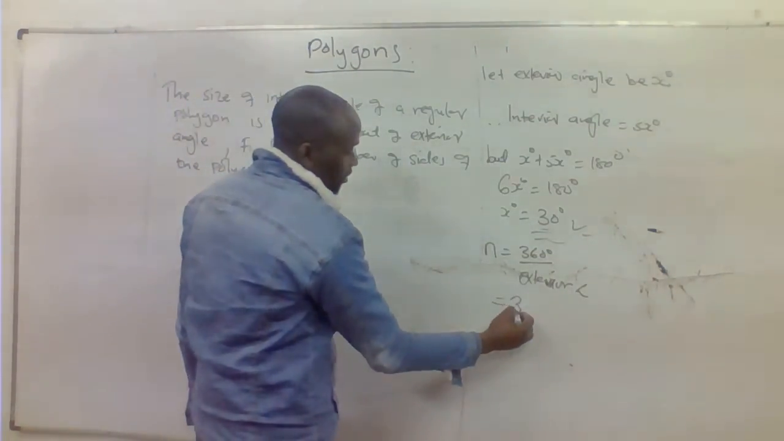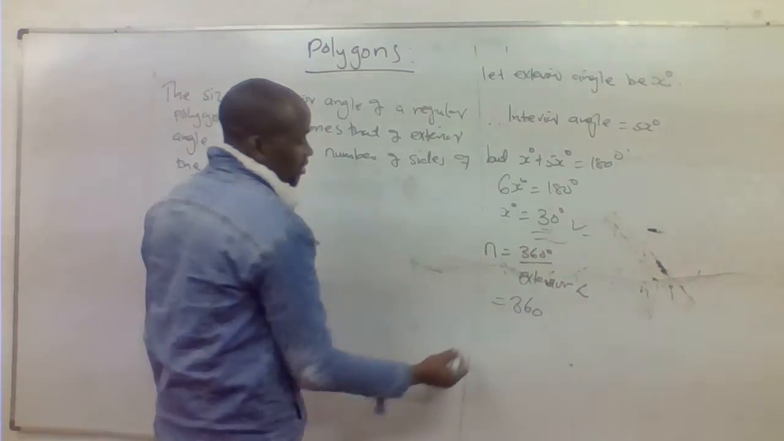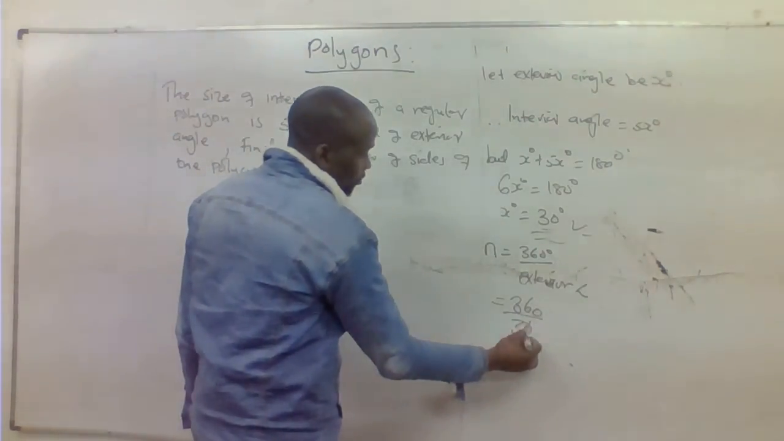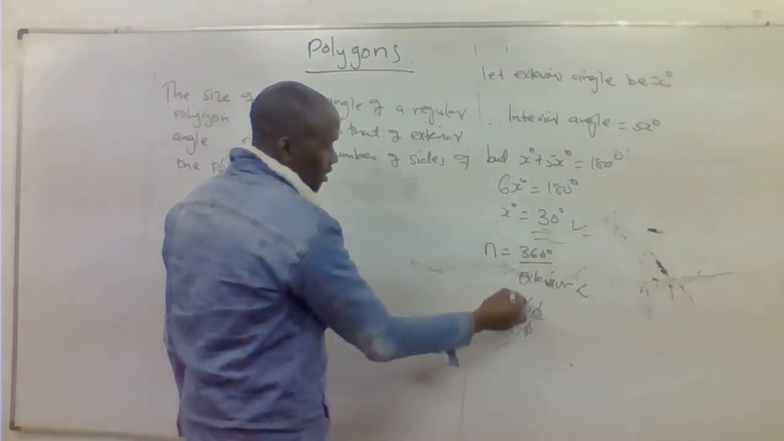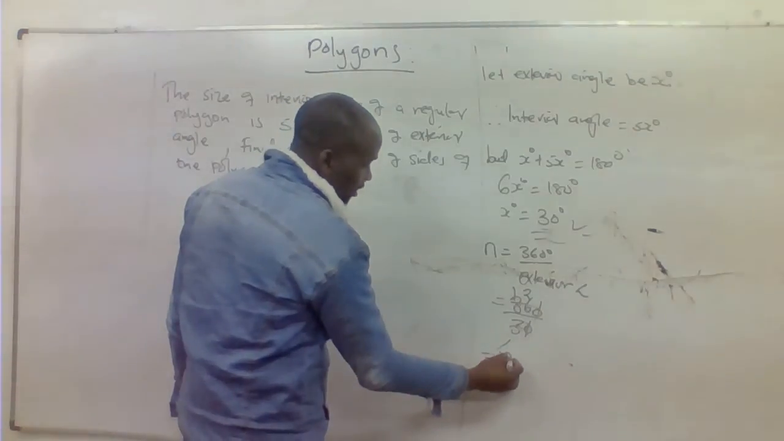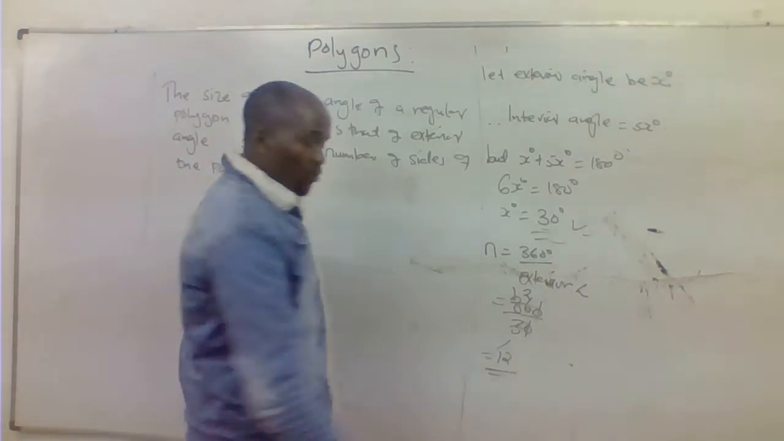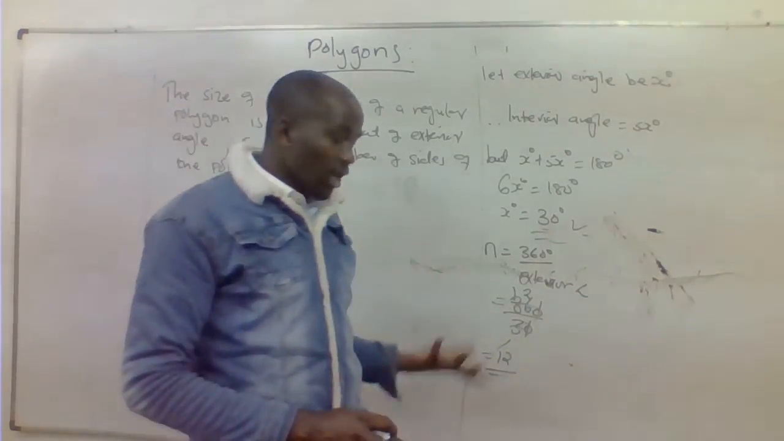So we now have 360. We divide by the exterior angle, which is 30. So 360 divided by 30, we get 12. So this is a 12-sided figure, which we refer to as a dodecagon.